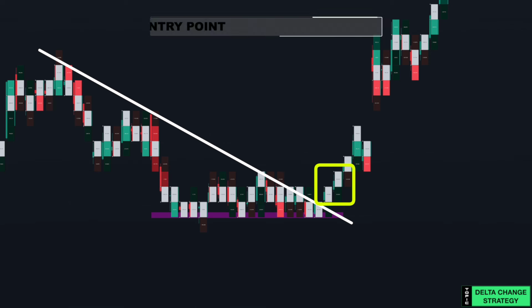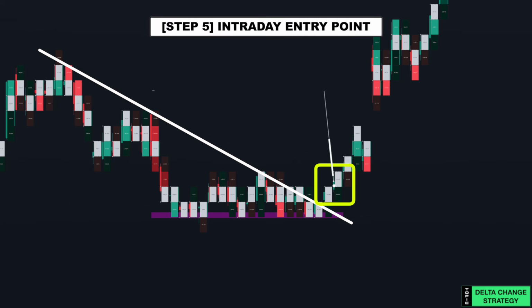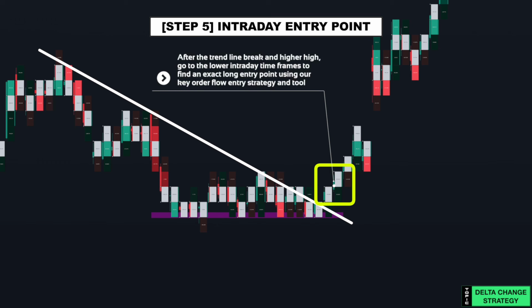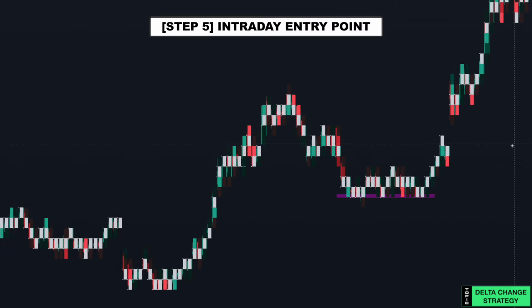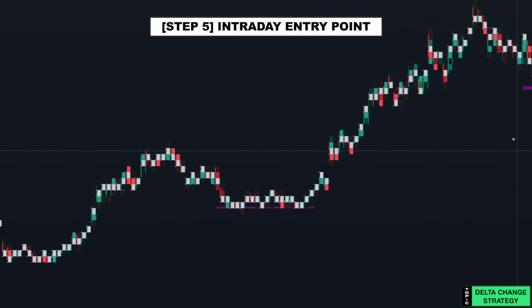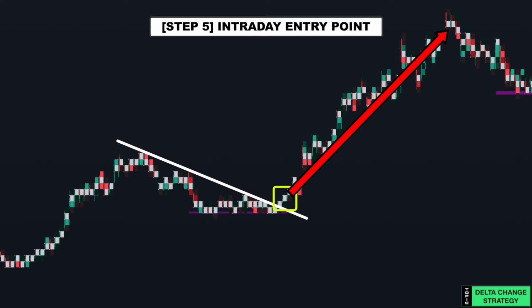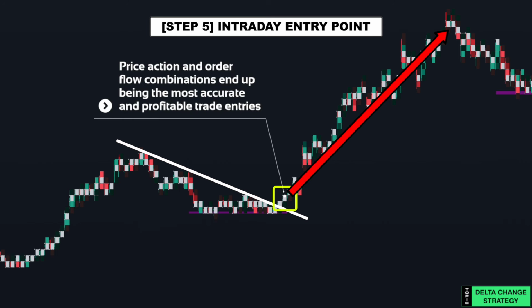Step 5. Intraday entry point. After the trendline break and higher high, you go to the lower intraday timeframes to find an exact long entry point using our key order flow entry strategy and tool. If you zoom out even further, you can see how massive this move ended up being. This is the power of combining price action with order flow.